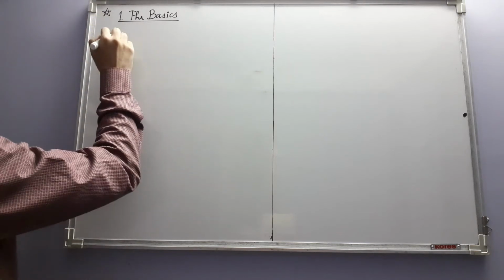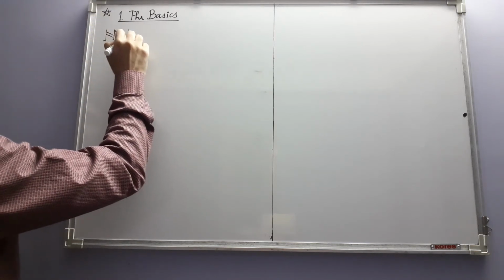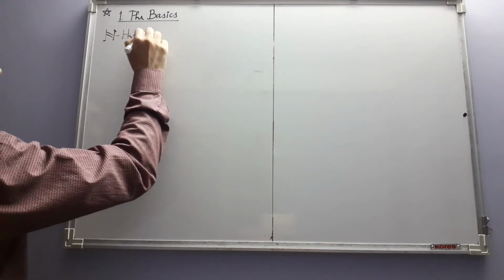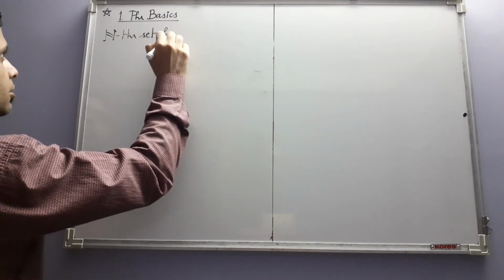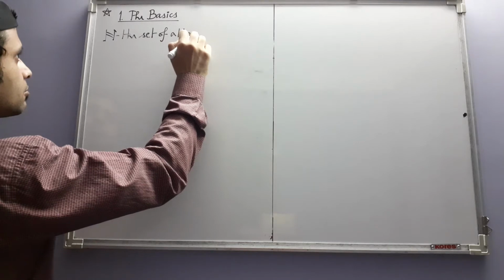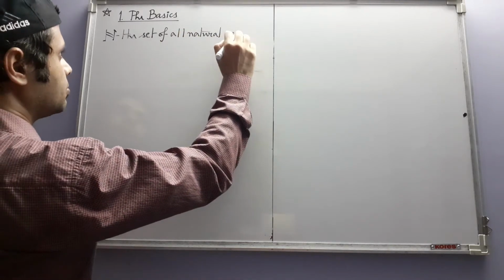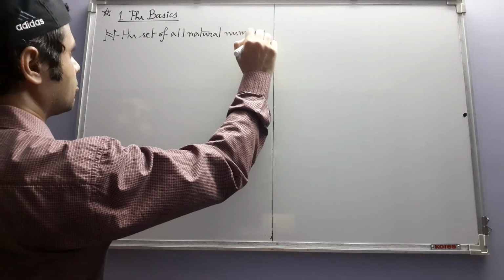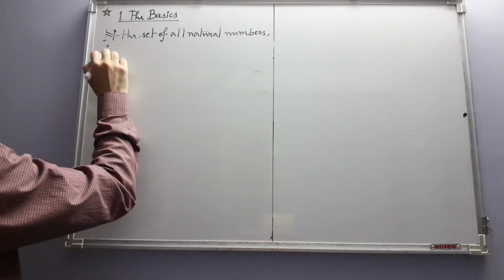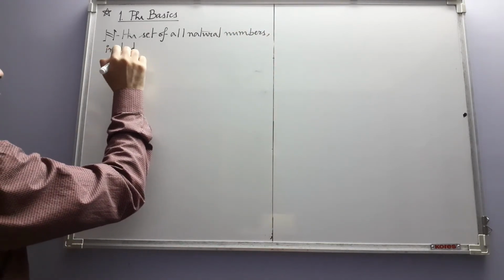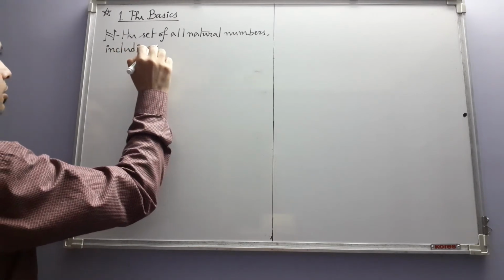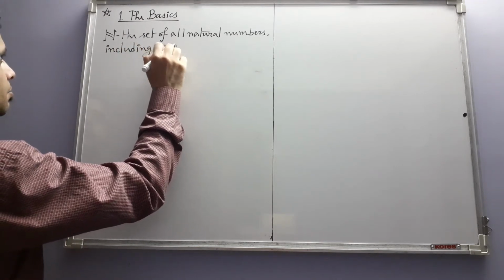So we start with the set of natural numbers. As usual, this denotes the set of all natural numbers including 0. This is the important point.